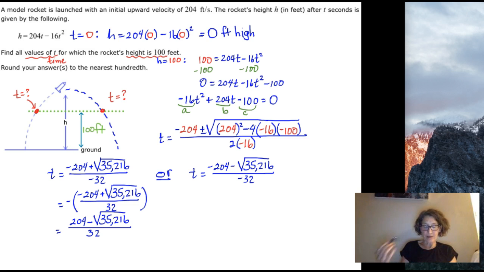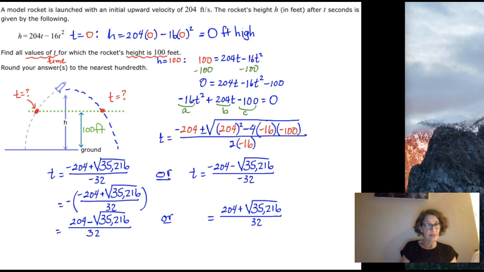But my number sense tells me that, mainly because if I square the 204, I know I'm going to get more than 40,000. And so that's bigger than 35,216. So I know that's going to be positive. So let's look at the other one. If we do the same thing with the other solution, we're going to get t is equal to positive 204 plus that square root all over positive 32. And that one is clearly positive.